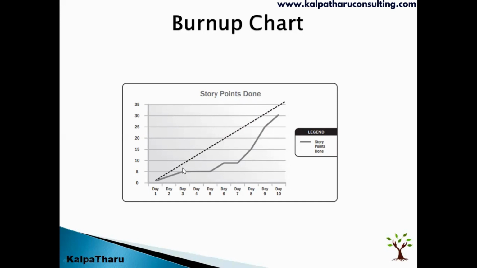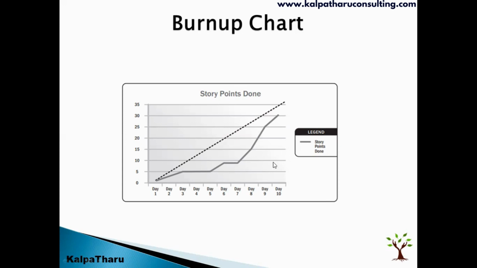the dotted line represents the plan, right? There is a plan to complete 35 story points. Day one, it is starting. Every day you plan to complete some amount of work. By day 10, on a cumulative basis, you would have completed 35 story points. And this gray line represents the work which has actually been completed. So the dotted line is your plan, and this gray line is your actuals, right? So this is the burn up chart representing the work that has been completed.